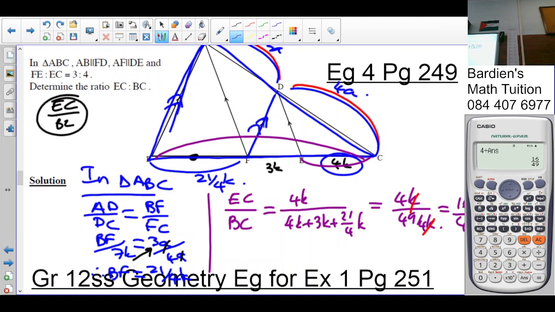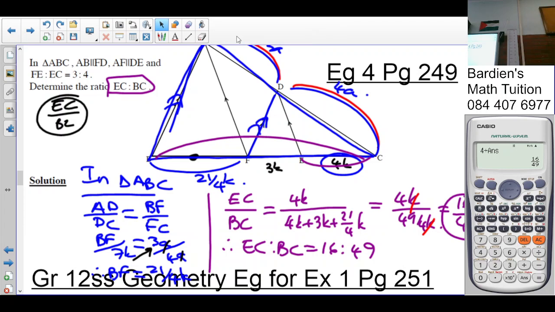But remember, they wanted it in ratio form. So let's just conclude therefore EC is to BC as 16 is to 49. Just confirm here. Yep. I see the textbook left it in that form. As we normally mark, we don't penalize you if you don't write it in that ratio form. As we say, the fraction is another way of writing a ratio.